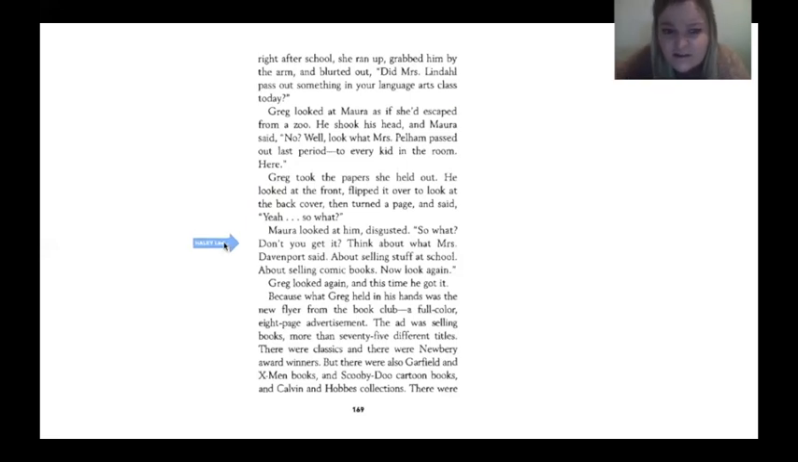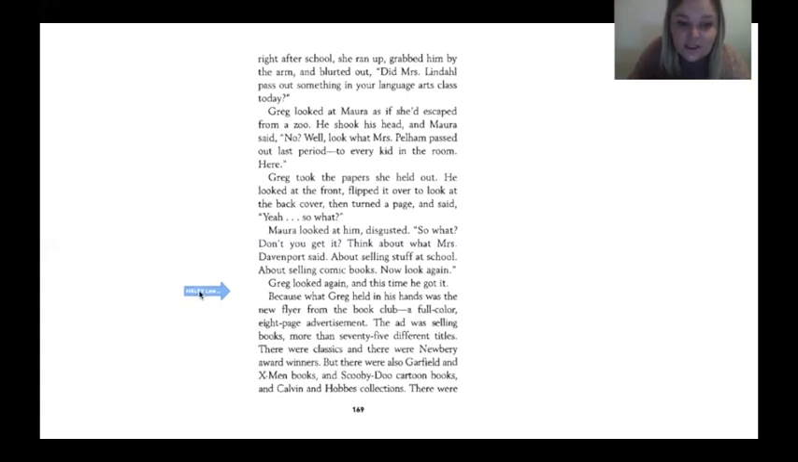"So what? Don't you get it? Think about what Mrs. Davenport said about selling stuff at school, about selling comic books. Now look again." Greg looked again, and this time he got it, because what Greg held in his hands was the new flyer from the book club, a full-color 8-page advertisement. The ad was selling books, more than 75 different titles. There were classics and there were Newbery Award winners, but there were also Garfield and X-Men books and Scooby-Doo cartoon books and Calvin and Hobbes collection.